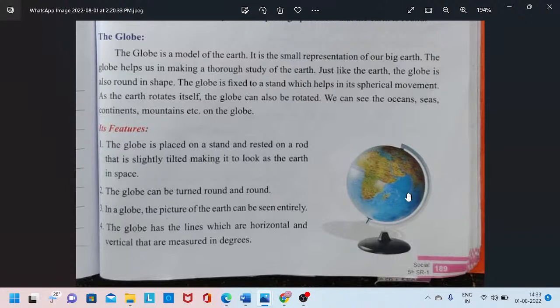In the same manner our earth is also revolving. As earth rotates itself, the globe can also rotate. As our earth is also moving right now, in the same way we can also make the globe move. We can see the ocean, seas, continents, mountains, etc. on the globe. On this globe we are able to see, right?